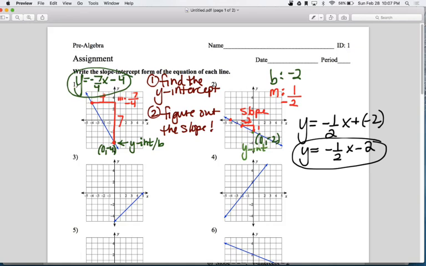And that's it. So again, find the y-intercept first, and then figure out the slope second. That gives you your b, and this gives you your m. Alright, again, go ahead and do the rest of these yourself, and the app will give you some hints and answers. And that's it.